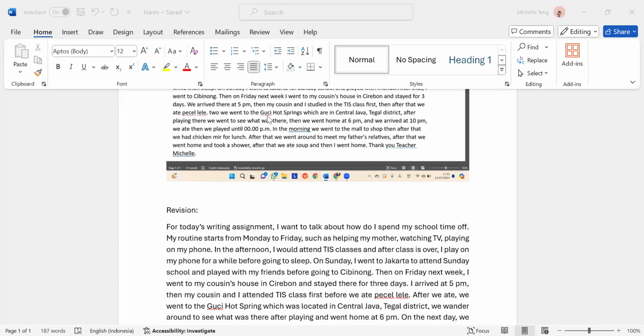And now you see right here, "Then my cousin and I studied in TIS class first." So now you're already talking about your cousin, "my cousin and I", and then you change the subject to "we". And this is correct because you already stated the "we" right here. It's just your cousin and you. And that's why the usage of "we" right here is correct.